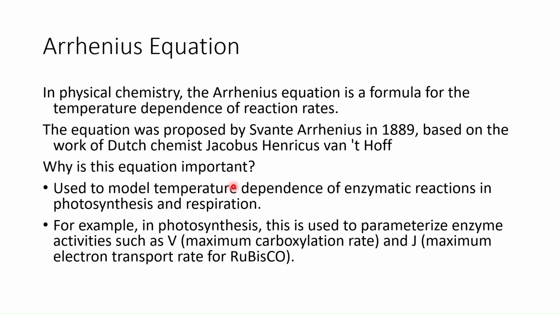So why is this equation important? It is because the temperature dependence of enzymatic reactions in photosynthesis and respiration is represented using the Arrhenius equation. We learned about Vcmax, the maximum carboxylation rate, Jmax, the maximum electron transport rate, and TPU, the maximum triose phosphate utilization rate. All these parameters in photosynthesis are associated with temperature and are represented using the Arrhenius equation.